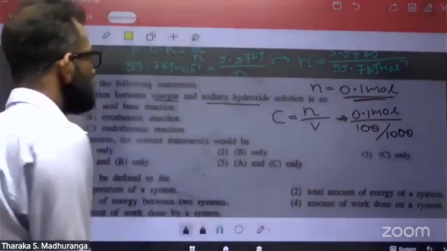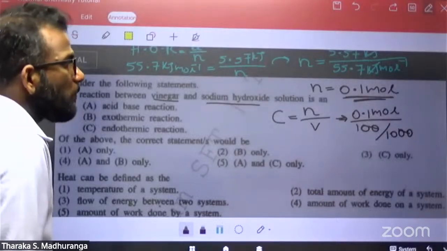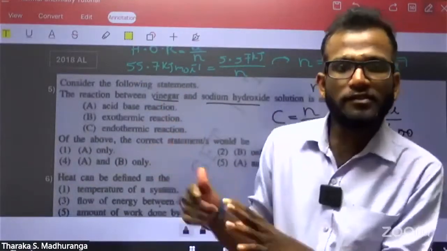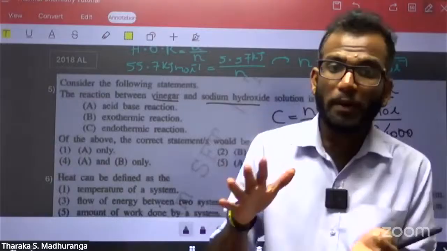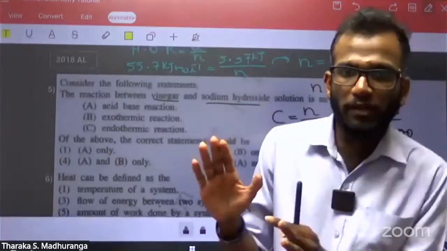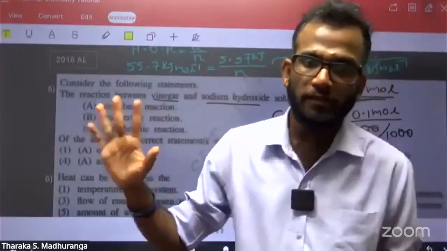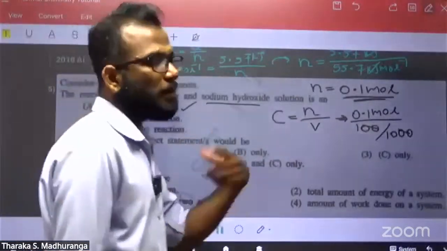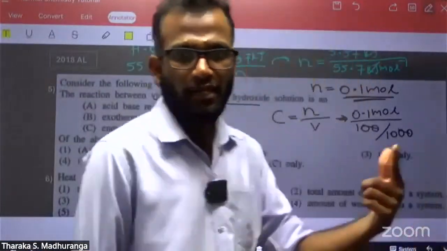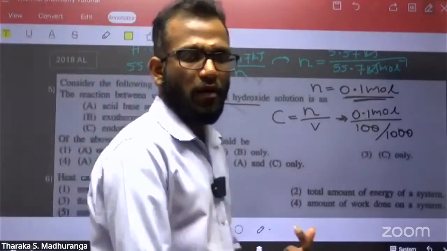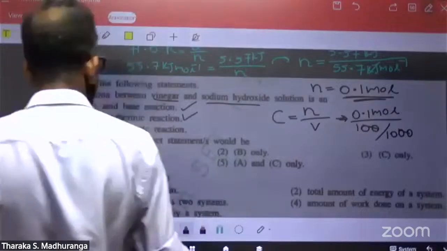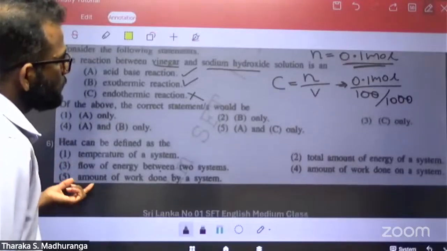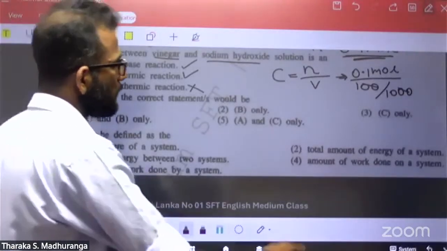The reaction between vinegar and sodium hydroxide solution is an acid-base reaction. Yes, vinegar is a weak acid. Acetic acid is not a powerful acid. It is a weak acid. The sodium hydroxide caustic soda is a powerful base. Then it is an acid-base reaction. Perfect. Correct. Then an acid-base reaction is always exothermic. No need to think, right? It cannot be endothermic. So the correct statements would be A and B.